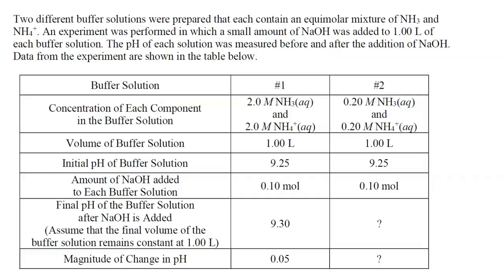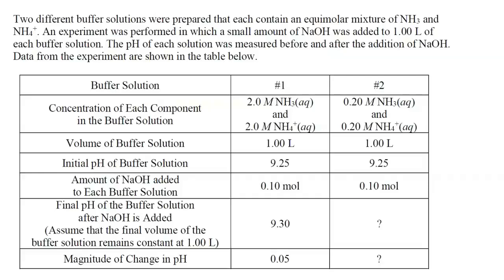So the concentration of ammonia is 0.20 molar. And the concentration of ammonium is 0.20 molar. Now that difference in concentration is related to a concept known as buffer capacity. And we're going to see that coming up in this question. All right, the volume of each buffer solution is the same. It's 1 liter for both.